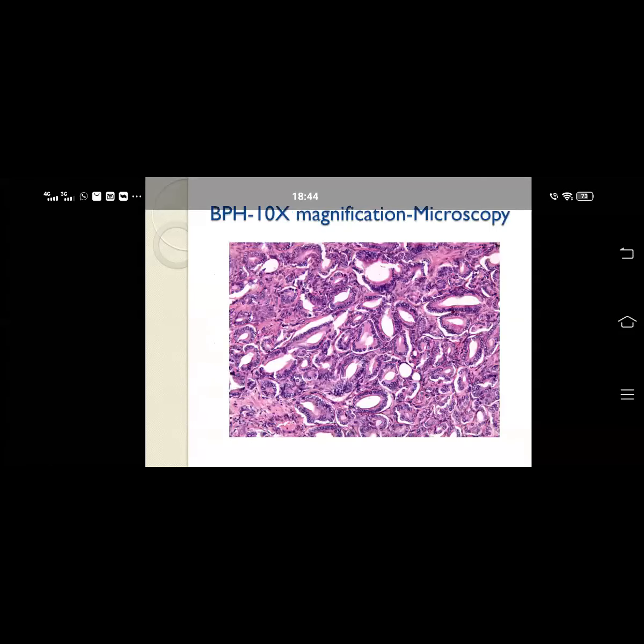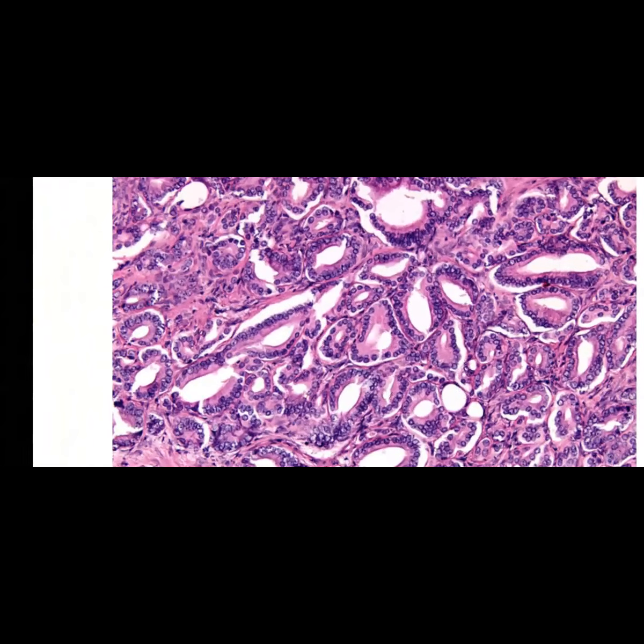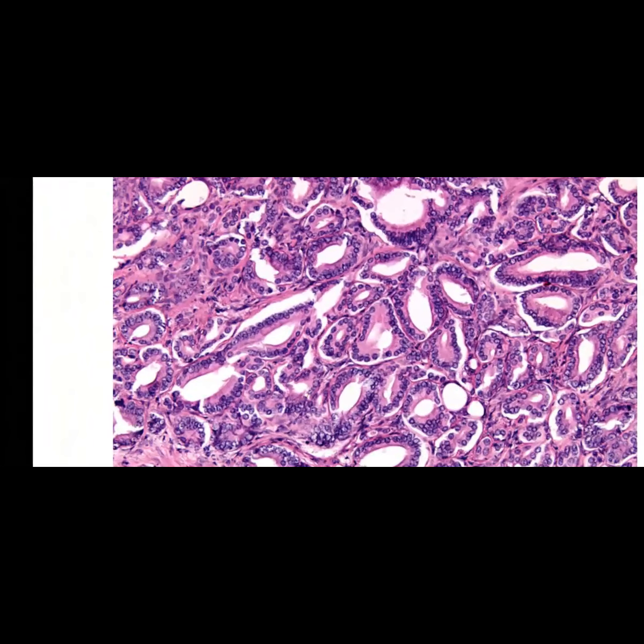So this is the light microscopic view. See, these are all small glands, and the number of glands has also increased here. The stroma in between the glands has also increased. These glands are lined by two layers of epithelium. Okay.